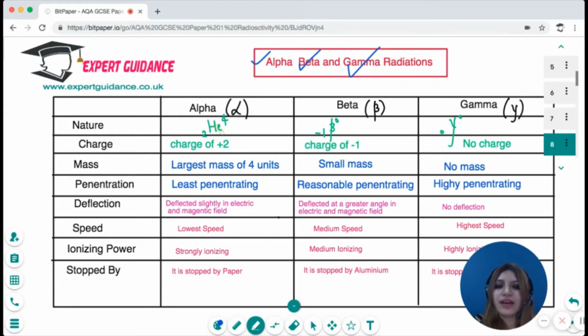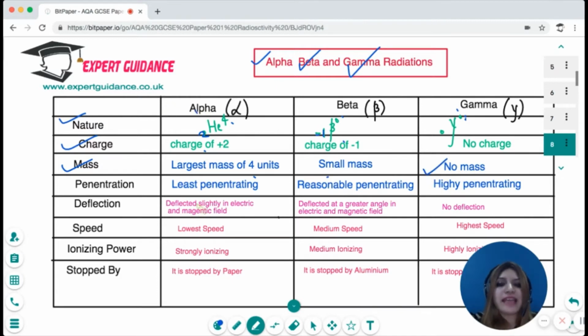So alpha is a helium particle with a charge of +2 and mass 4. Beta is an electron with no mass and a charge of -1. And gamma has no charge and no mass. So the alpha particle has the biggest mass and is the heaviest. Beta has the smallest mass, and gamma is just an electromagnetic radiation, so it has no mass.